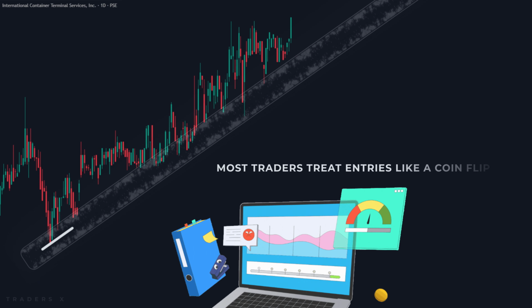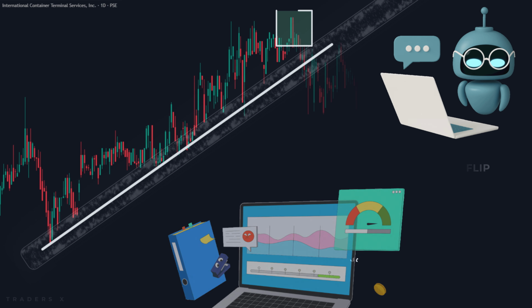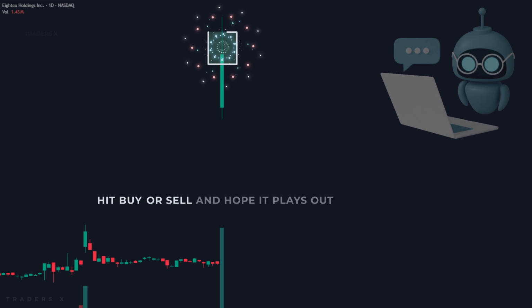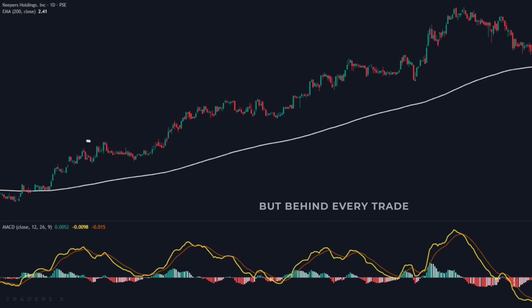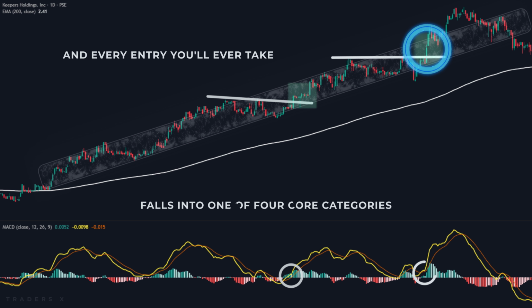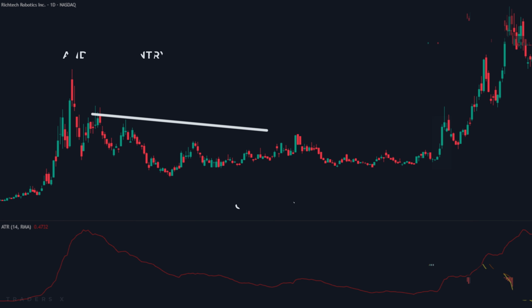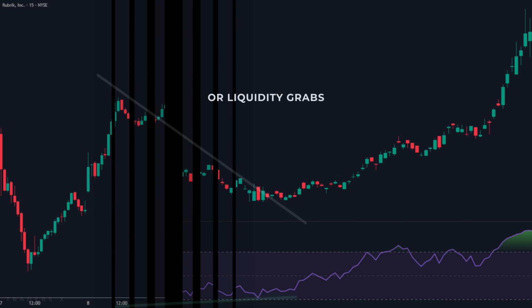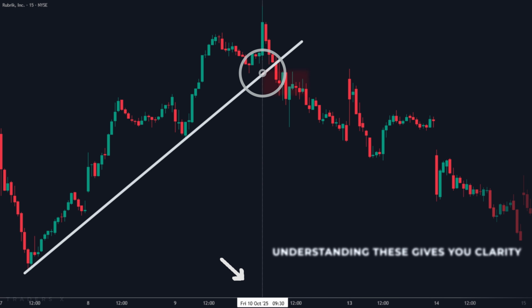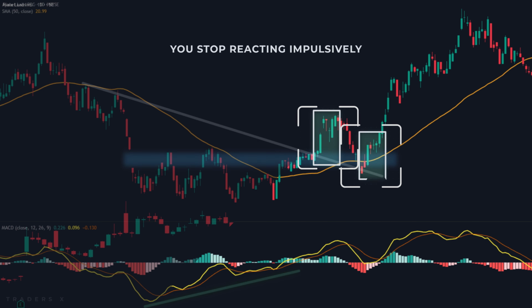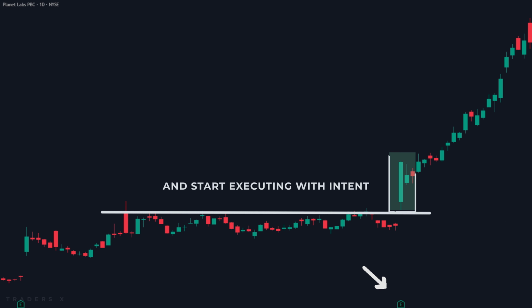Why entry types matter. Most traders treat entries like a coin flip. They see something that looks good, hit buy or sell, and hope it plays out. But behind every trade is a structure, and every entry you'll ever take falls into one of 4 core categories: breakouts, pullbacks, reversals, or liquidity grabs. Understanding these gives you clarity and consistency. You stop reacting impulsively and start executing with intent.